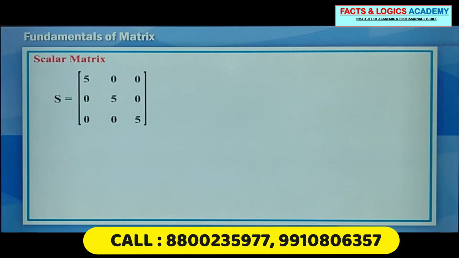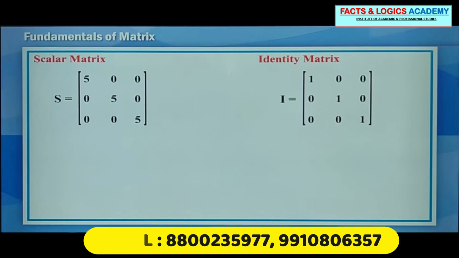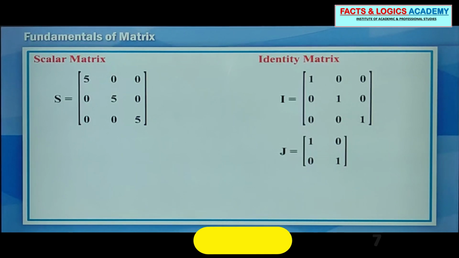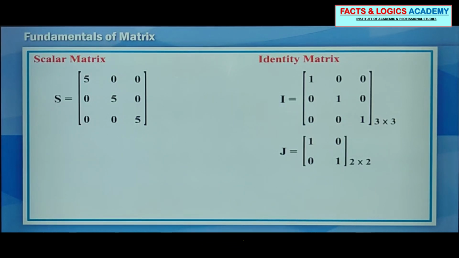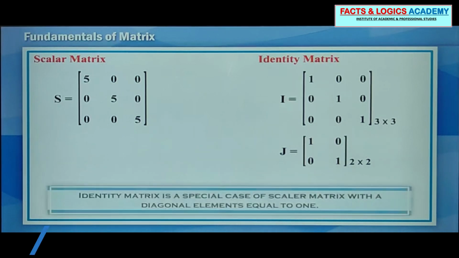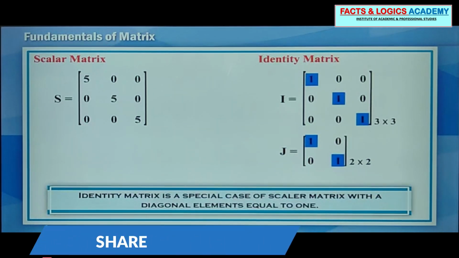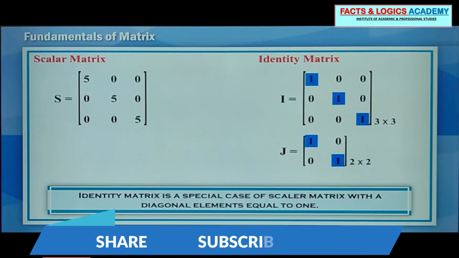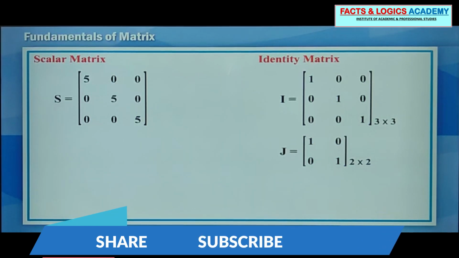In a scalar matrix, if all the diagonal elements are equal to 1, then the matrix is said to be an identity matrix. Identity matrices of order 2 by 2 and 3 by 3 are shown here. An identity matrix is a special case of a scalar matrix with diagonal elements equal to 1. The general representation of an identity matrix is shown here.